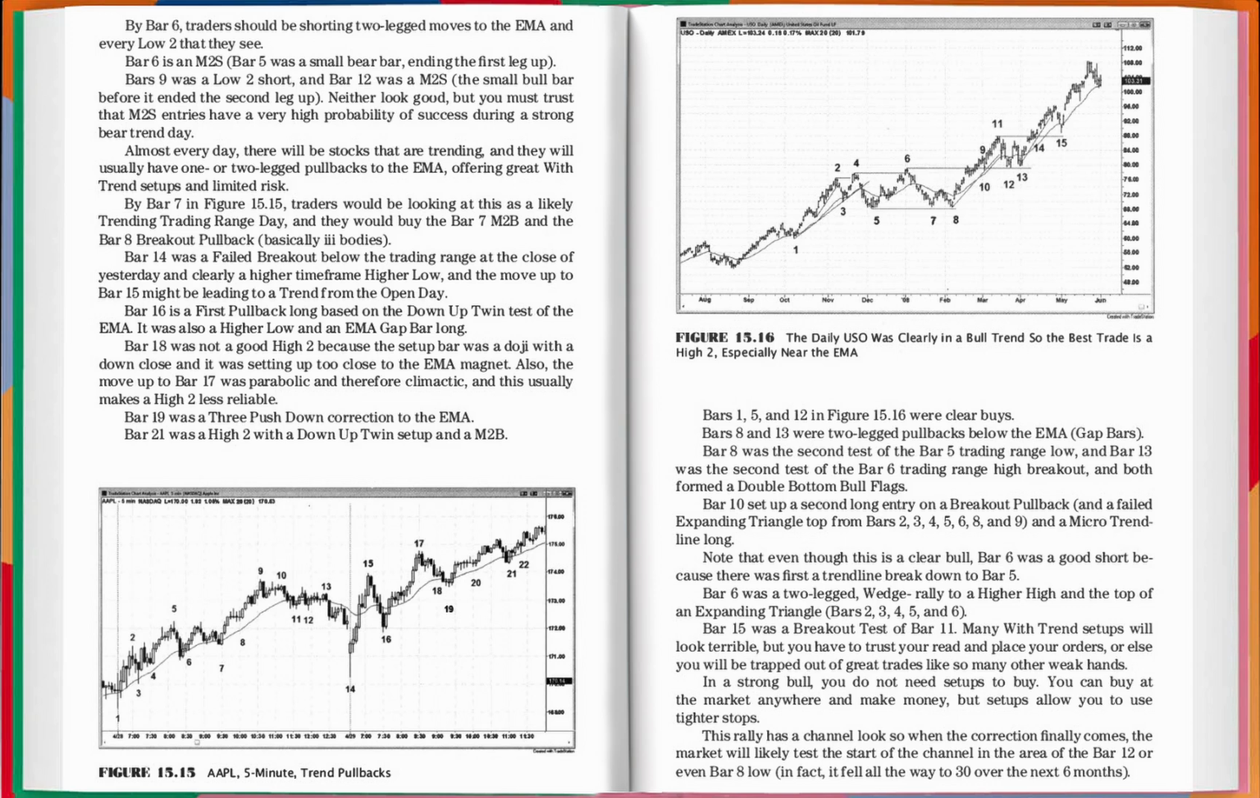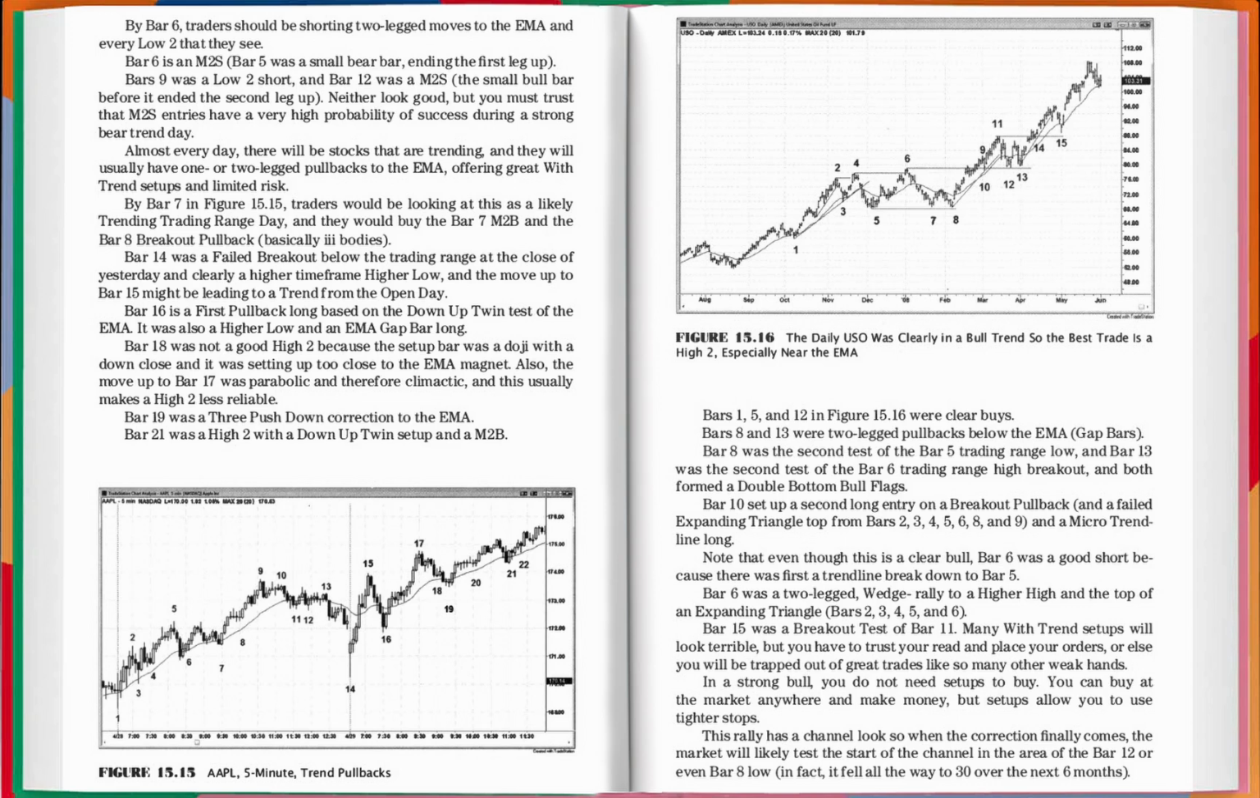By bar 7, in figure 15.15, traders would be looking at this as a likely trending trading range day, and they would buy the bar 7 M2B and the bar 8 breakout pullback, basically Roman 3 bodies. Bar 14 was a failed breakout below the trading range at the close of yesterday, and clearly a higher time frame higher low. And the move up to bar 15 might be leading to a trend from the open day. Bar 16 is a first pullback long based on the down-up twin test of the EMA. It was also a higher low and an EMA gap bar long.